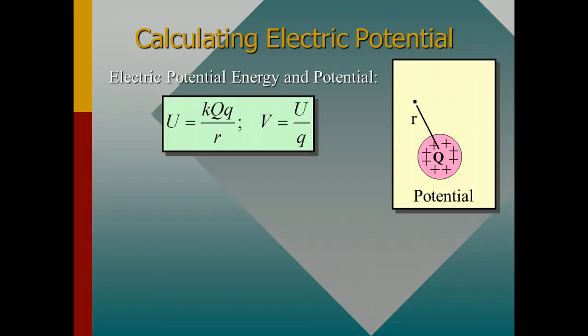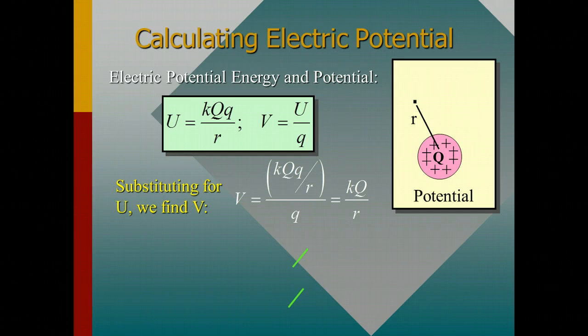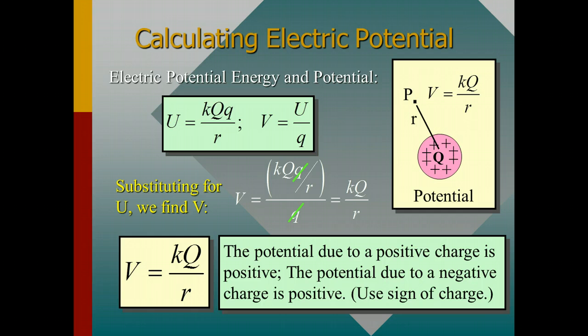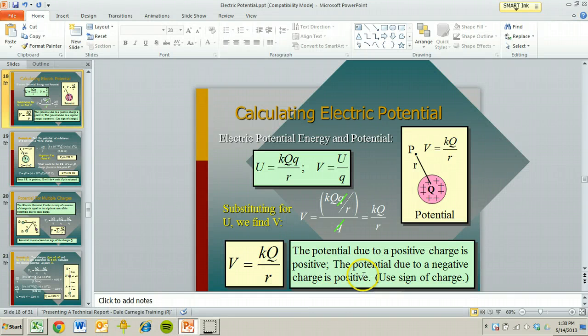So in order to calculate the electric potential, we know that U is given by KQ over R, and voltage is U divided by our little q. So we find that our q's cancel out, and we're left with the fact that our electric potential is KQ over R. The electric potential because of a positive charge is positive, and because of a negative charge is, I'm sorry, that's incorrect. This should be negative. The electric potential due to a negative charge is negative.